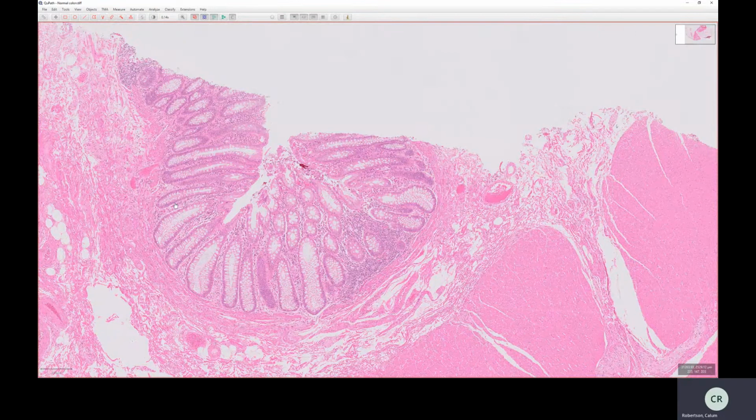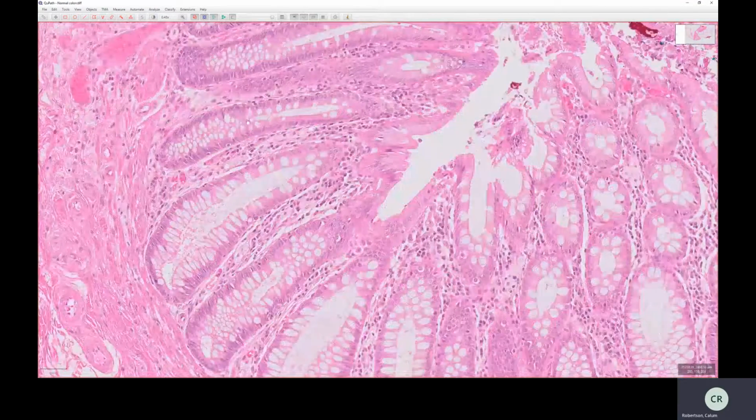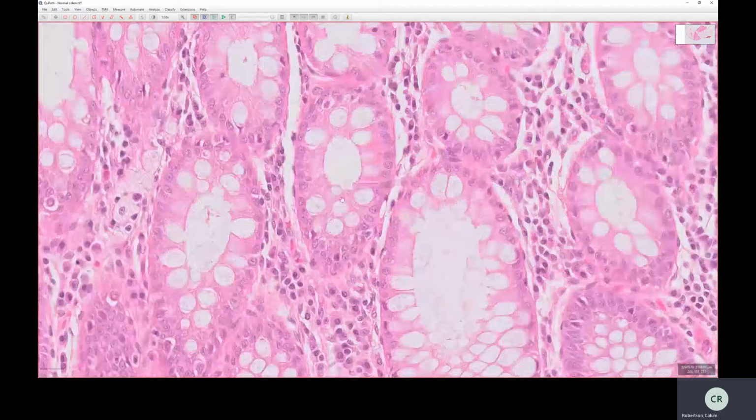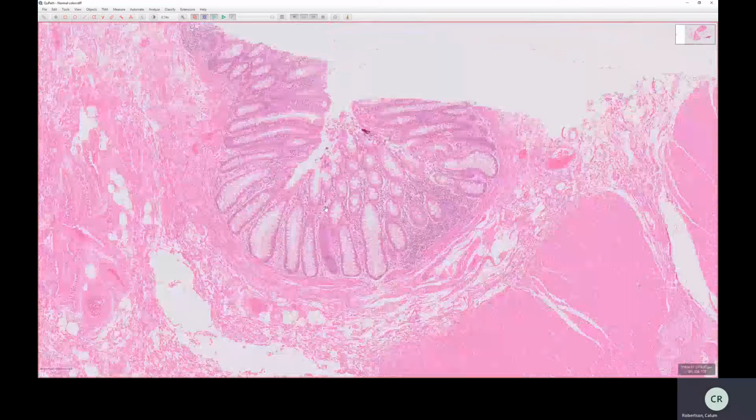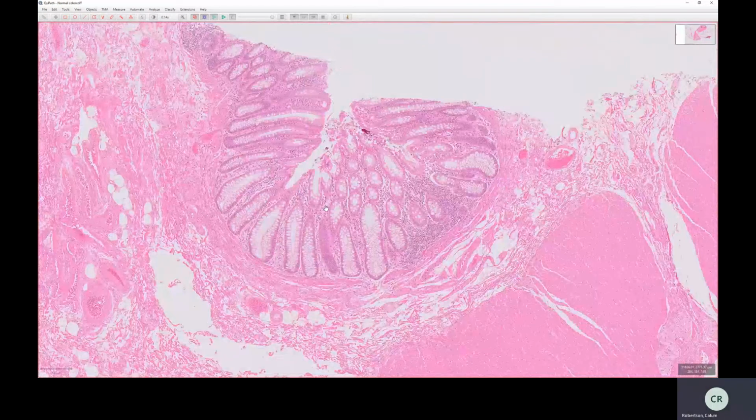And you can see them within the lamina propria, or you can see them within the crypts themselves, and that's called cryptitis if the crypts themselves have neutrophils in them. Or you can see them within the lumen of the crypts, and that's called a crypt abscess. If in here was just packed with neutrophils, that would be called a crypt abscess. And they all indicate varying degrees of acute inflammation.